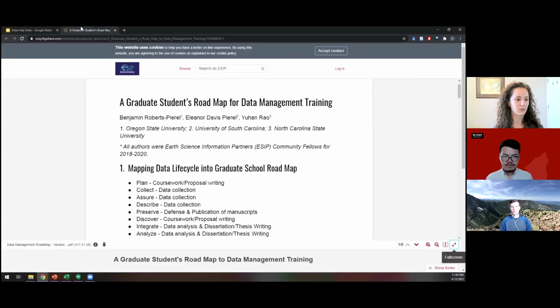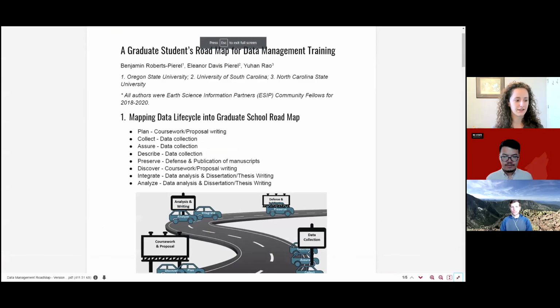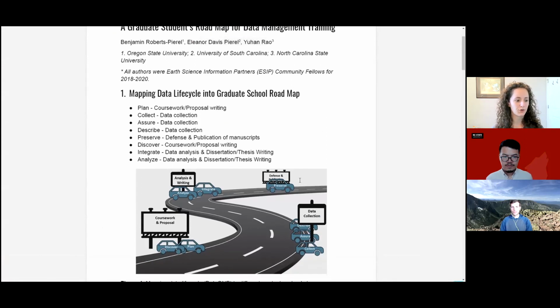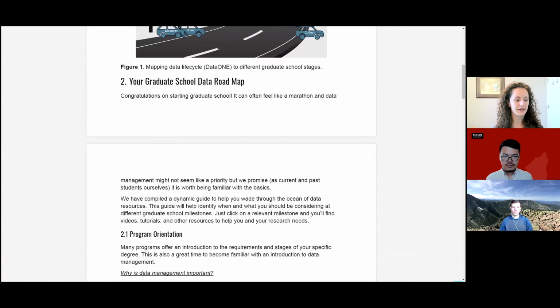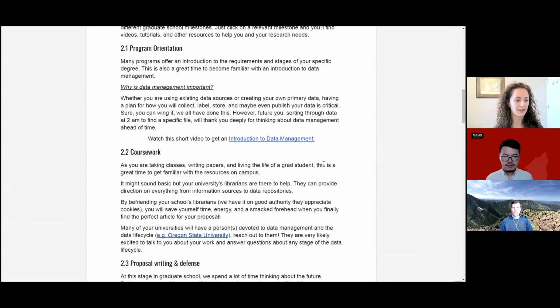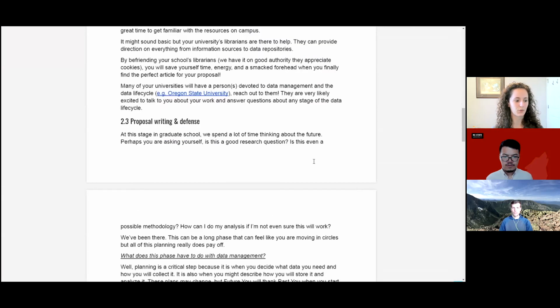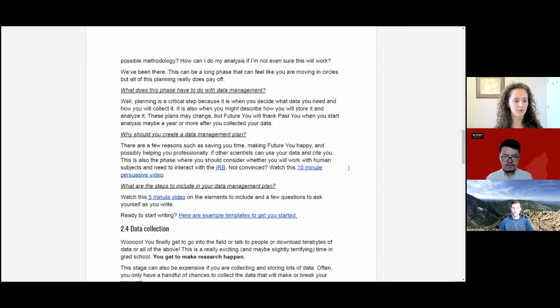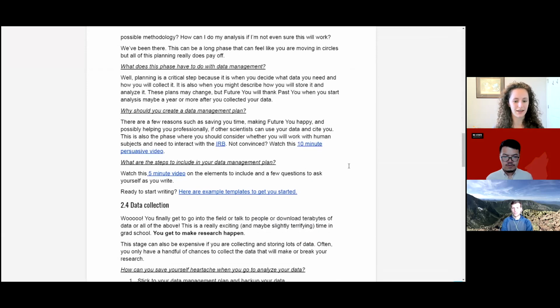And just a preview of what the roadmap document looks like. We go through what I just talked about with the remapping of the data lifecycle onto the graduate school timeline. And then each section is highlighted with easy to understand sections and informational videos, as well as documents that help wade through that overwhelming amount of information that Ben talked about.